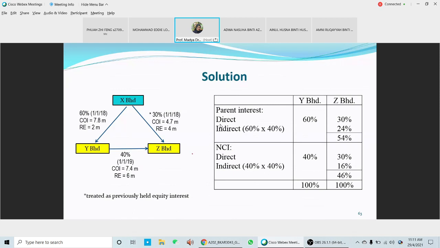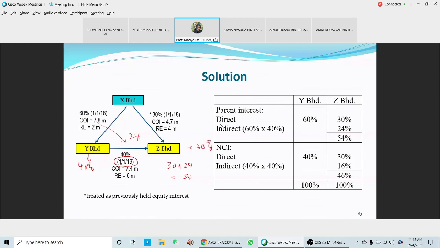So we have 60 here. 60 times 40%, so you're going to have 24. Starting from January 2019, you have control over Z, because you have 30 plus another 24, altogether 54. Right here, X has 60% of Y, which means NCI in Y is 40%, and NCI in Z is 30%.